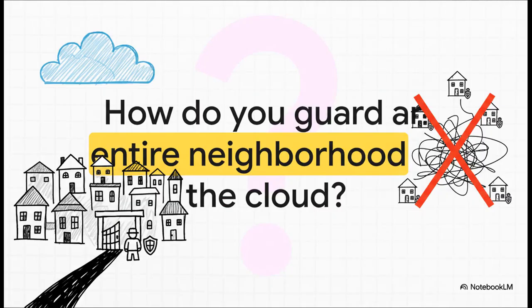So I want you to imagine something. Think of your cloud setup not as just one single house, but as a whole neighborhood. Now, how would you go about securing that? You probably wouldn't put a security guard at every single person's front door, right? No, you'd put one big guard at the main entrance to the entire neighborhood. And that is exactly the problem a network ACL is built to solve.